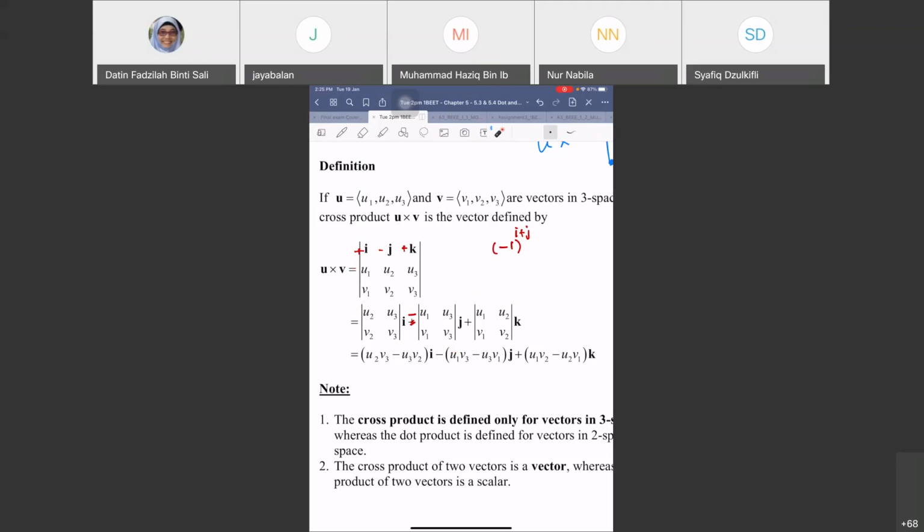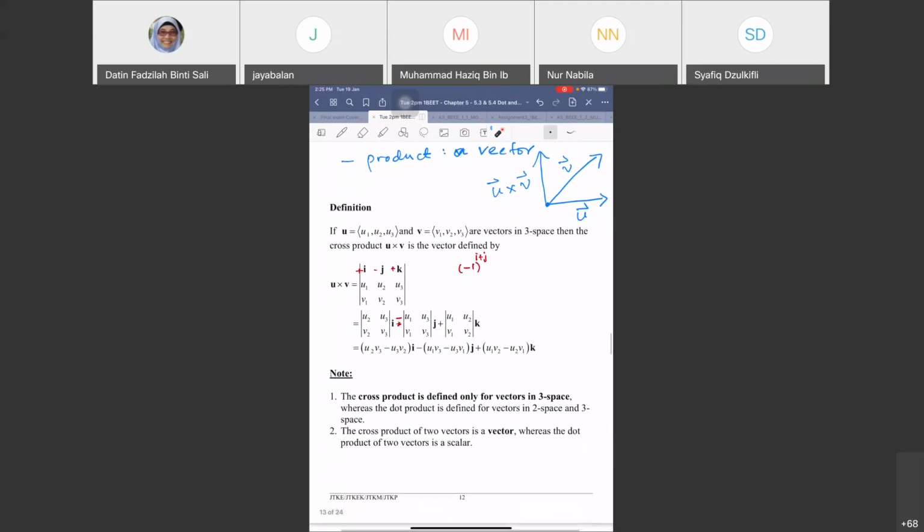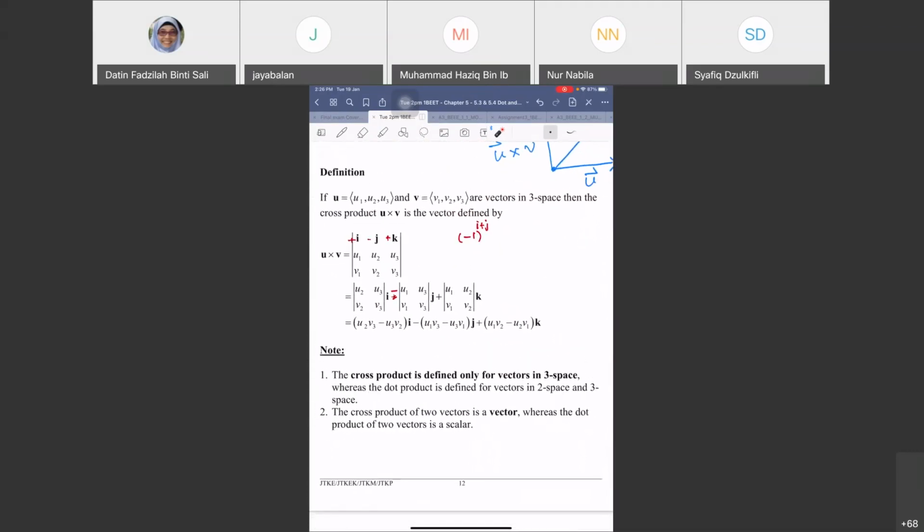Of course the note down here is basically what I've mentioned earlier: the cross product is defined only for vectors in three-dimensional space. But the dot product is defined for vectors in two-dimensional or three-dimensional space. And the cross product of two vectors is a vector, whereas the dot product is a scalar number.